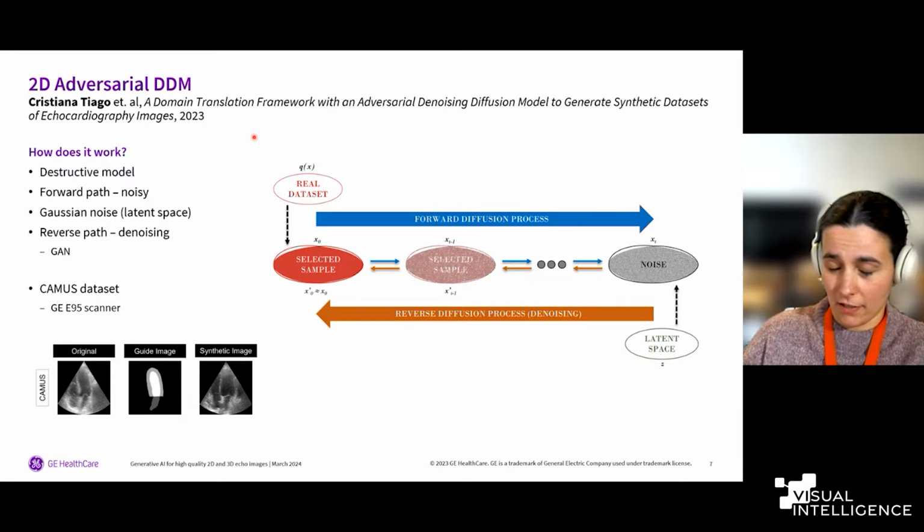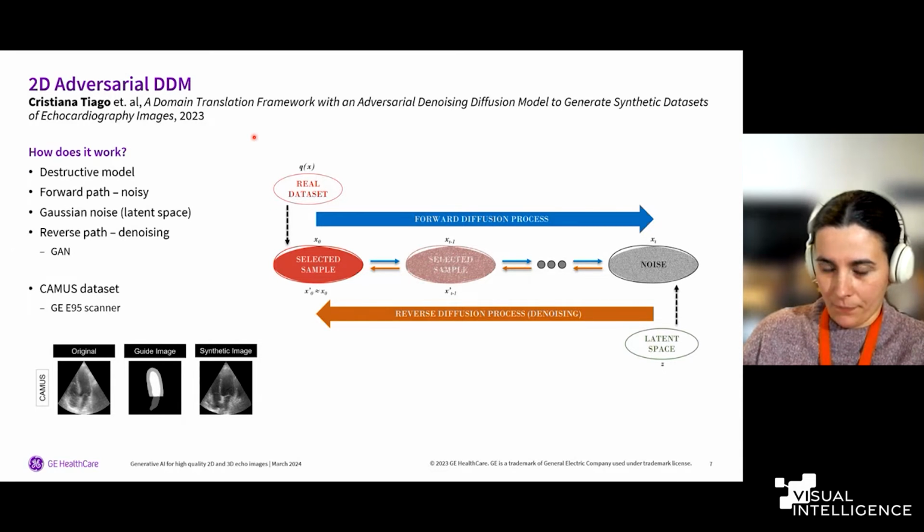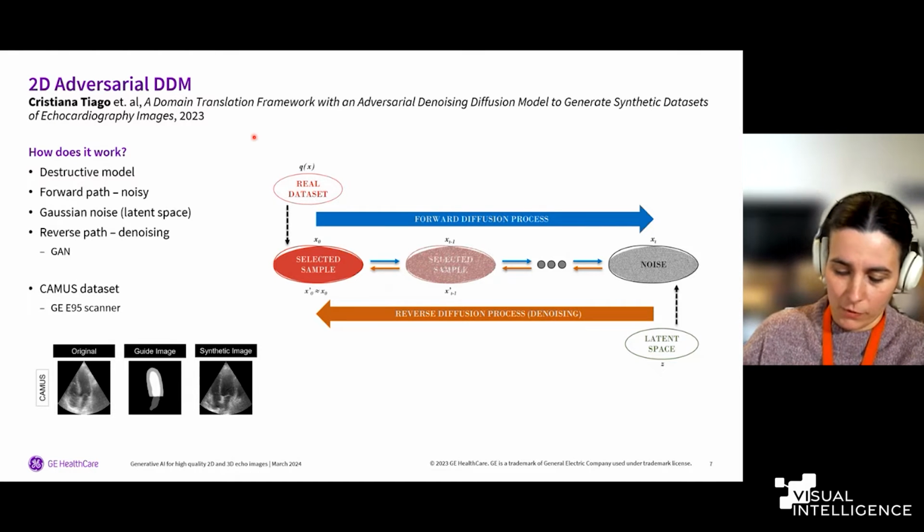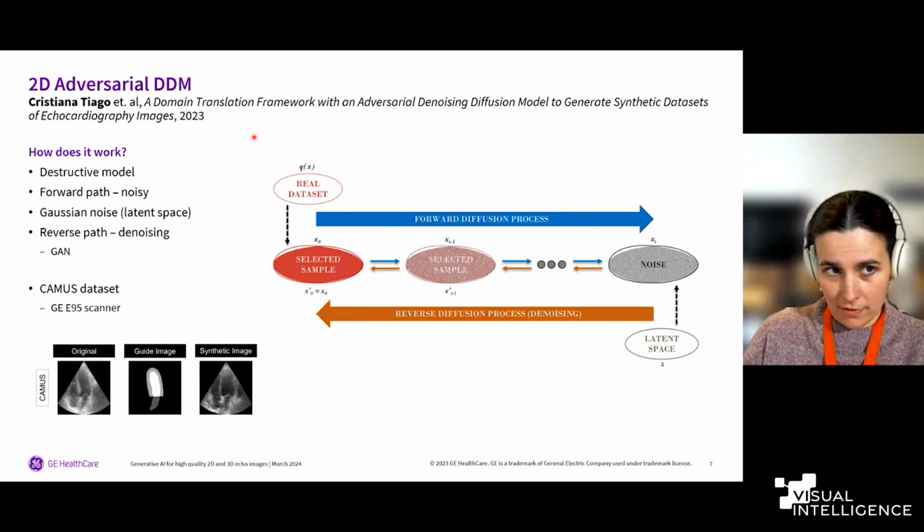So you know the statistical distribution of this noise data set. And then on the reverse path, we use a GAN in this adversarial method. And this GAN tries to learn the statistical distribution of the initial training data set.